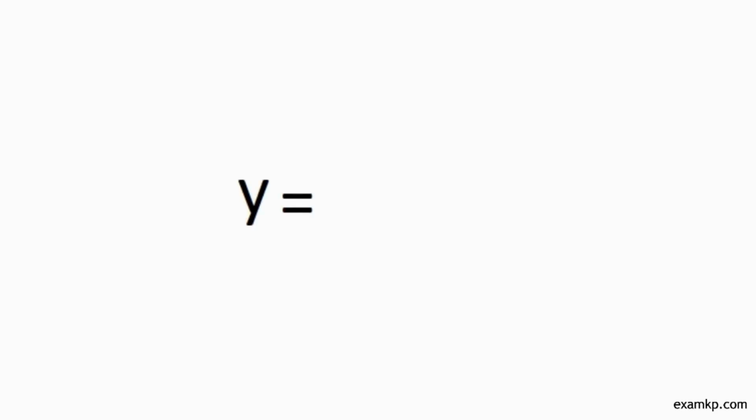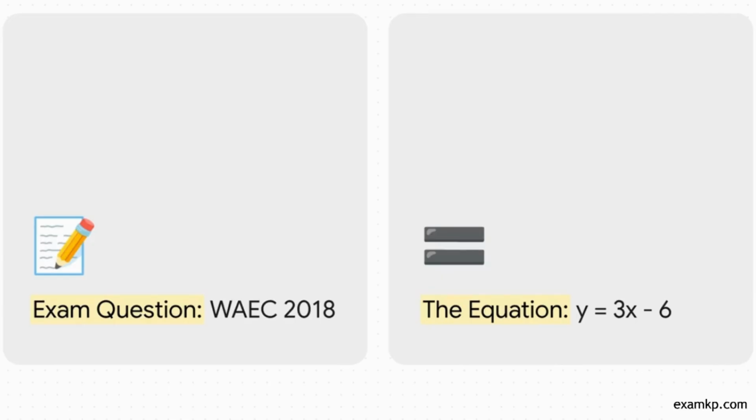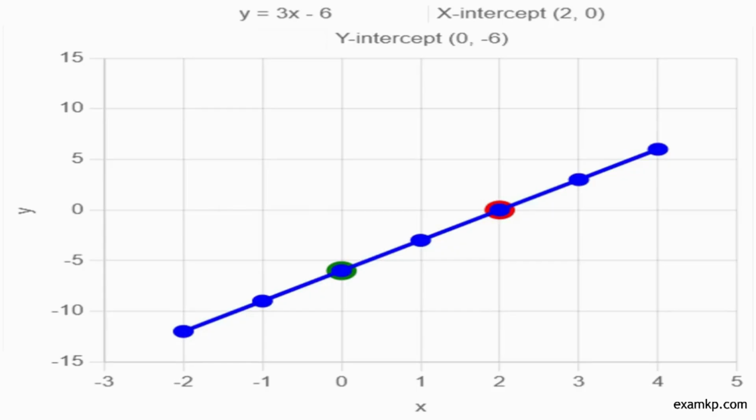The equation is y equals 3x minus 6. Okay, pause for a second. Just look at that equation. Do you see an x squared anywhere? No. So what kind of graph are we expecting to see? Exactly. It's gotta be a straight line.